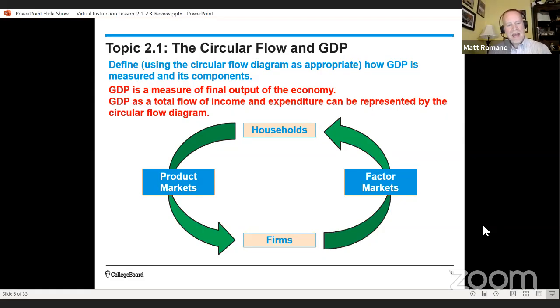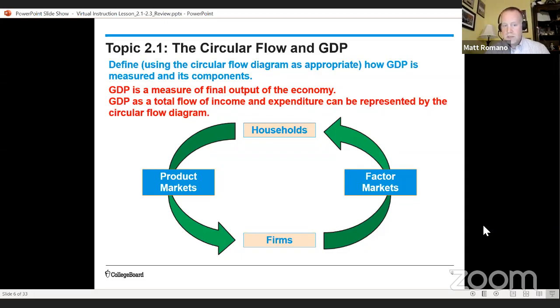In other words, if we add it up, and think about this because you know what's coming next, if you added up all the money spent in product markets, what you're doing is you're adding up all the money spent on goods produced domestically in this economy. If you added up all the money spent in the factor market, what you're adding up is all the income that is earned within this economy by factors of production. Does that sound at all familiar?